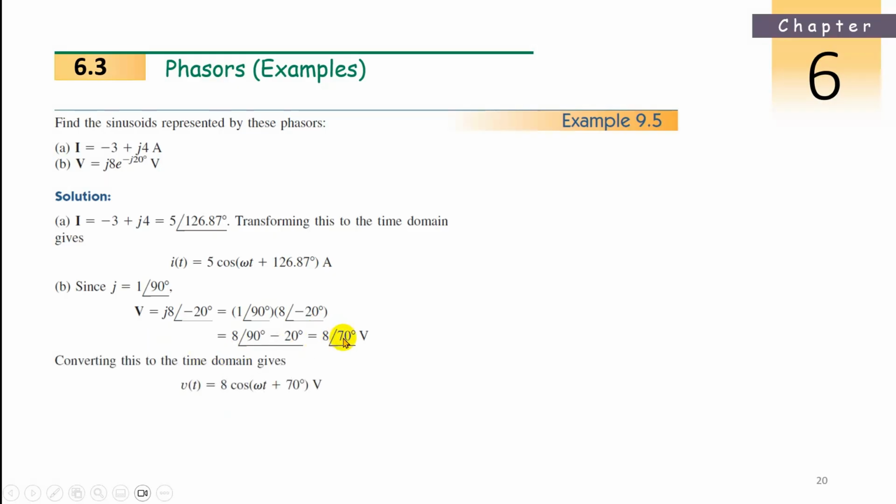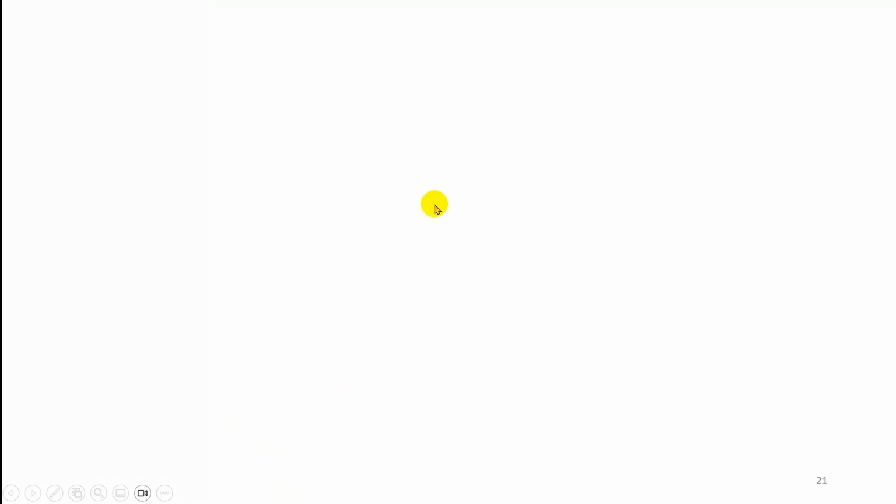Now you convert this 8 at an angle 70 degrees. It becomes 8 Vm cos omega t plus 70 degrees. So like this we can convert from phasor to sinusoid, that is time domain, or time domain sinusoid to phasor. Now coming to our actual electrical circuit problem, that is how these phasor and sinusoid relate to the resistance, passive element, inductance and capacitance. We will study that one.